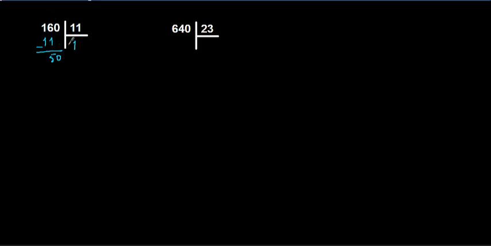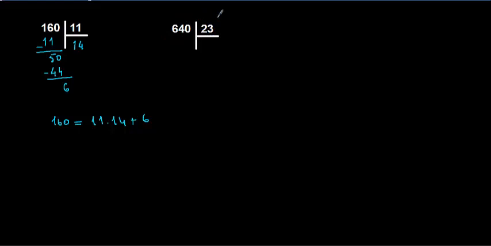There is here 50, and it's easy to understand. In 5 we don't have 11, so we are going to try for 50. We bring this 0 down, and we have 50. In 50 we have 4 times 11. 4 times 11 is 44, and when we subtract, the result is equal to 6. So when we check this, 160 is equal to 11 times 14 plus 6.